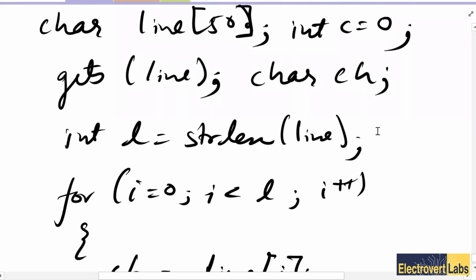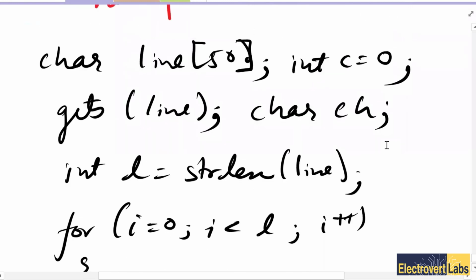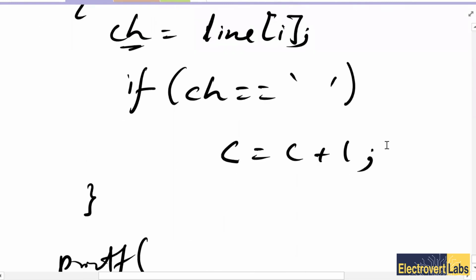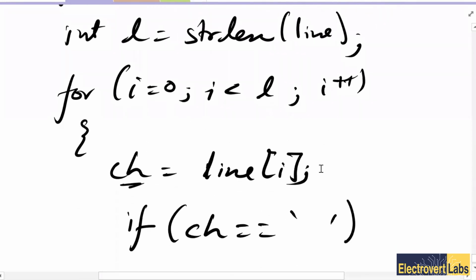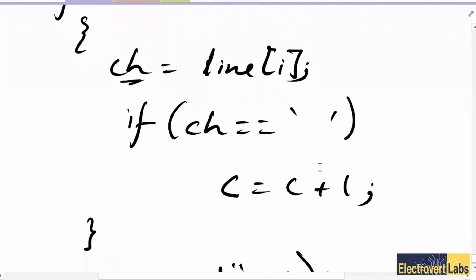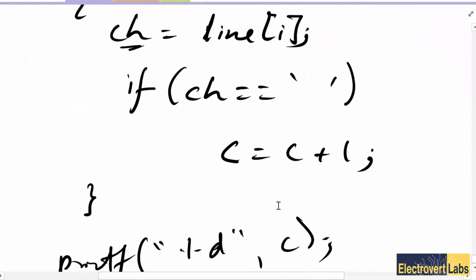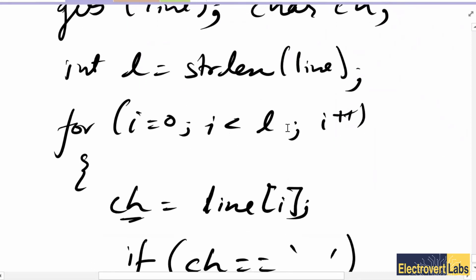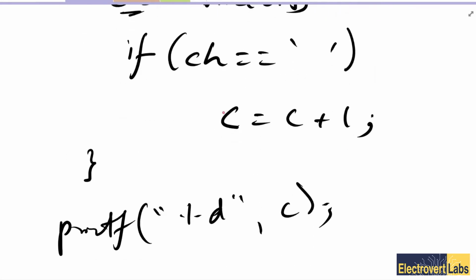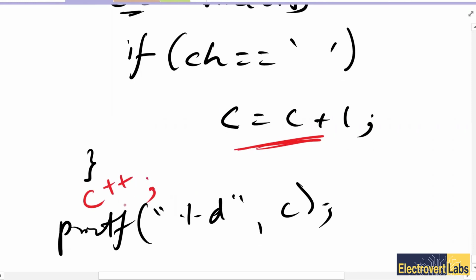Just have a look. The output of this program will not be correct. Every time I'm taking out a character from the string, and if it is equal to space, I'm doing c equals c plus 1, so I'm counting it and printing it. See, we are counting the number of spaces, but we have not added one to it. This statement just counts all the spaces, and you should first do c++ before printing it. Otherwise, it will only print the number of spaces. We want the number of words.